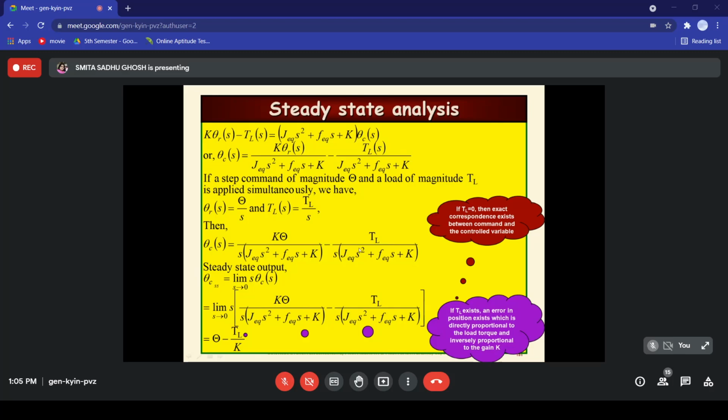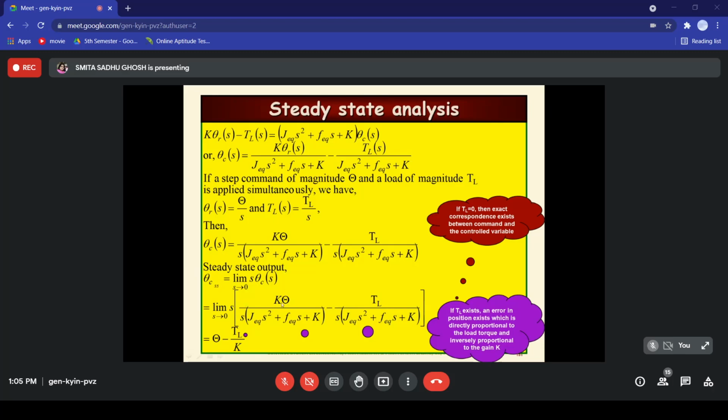So now in order to find the steady state output, the steady state output will be what? Limit of S theta CS as S tends to 0. Not the error, we are looking at the steady state output over here, right? So steady state output is given as limit S theta CS as S tends to 0. So if we do that, this is what we get, and you can see that S and S in the numerator and denominator will be cancelling out for the first term.